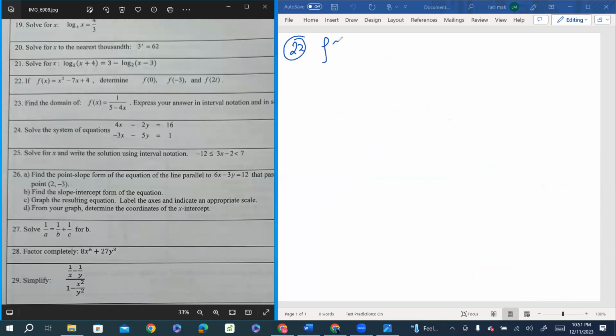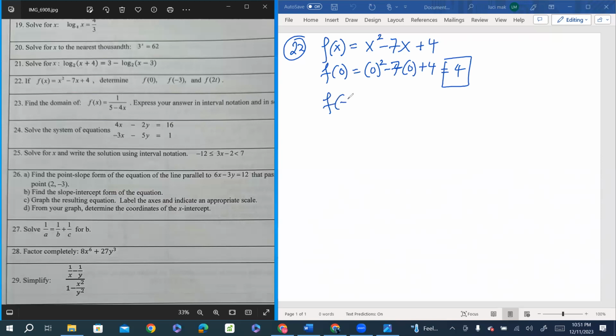We are given f of x, which is equal to x squared minus 7x plus 4, right? We want to find what f of 0 is first. So substitute x for 0. So 0 squared minus 7 times 0 plus 4. Now all these are zeros. The only thing remaining is a 4. So f of 0 is 4.